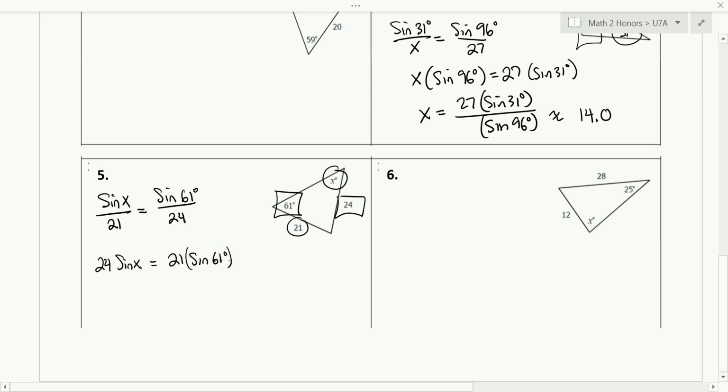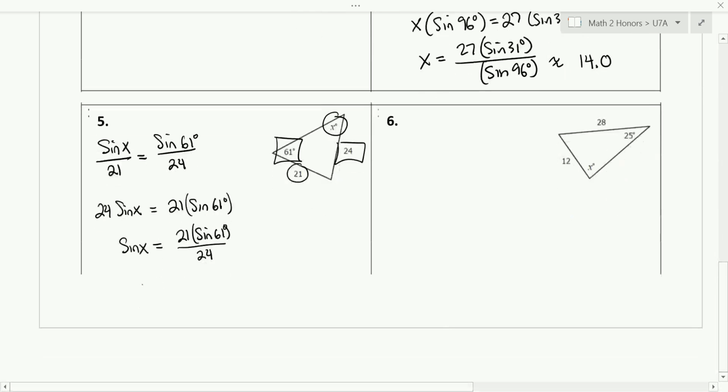All right, what would you do after that? Divide what? Divide by sine. You have to have an angle when you say sine. Sine of what? Actually I want sine of x by itself. So I want to get rid of 24. So divide by 24. So the sine of x equals 21 times the sine of 61 degrees over 24. All right. Don't use your calculator yet. We want to get x by itself first.